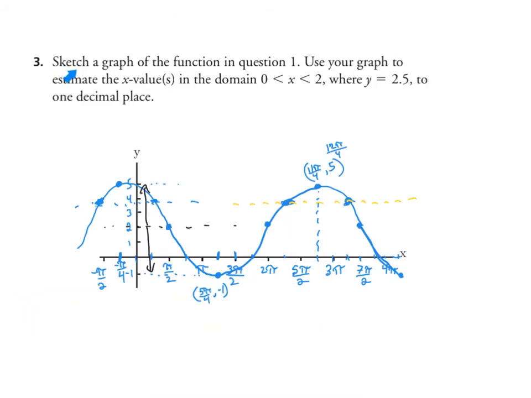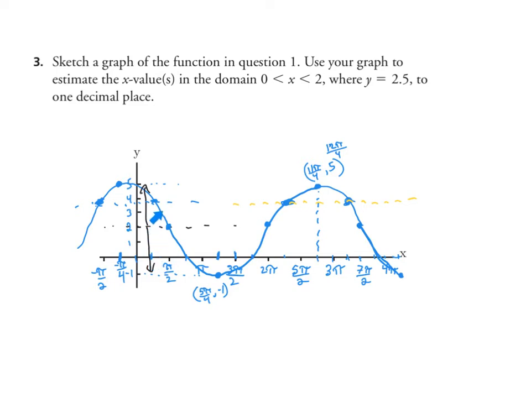All right, question 3. Sketch a graph of the function in question 1. Oh, that's convenient because we already did that. Use your graph to estimate the x values in the domain between 0 and 2. So 0 and 2. This is 0. 2 would be, so this is about 3.14, so 2 is somewhere in this region, where y is equal to 2.5 to 1 decimal place. So 2.5 would be right here.